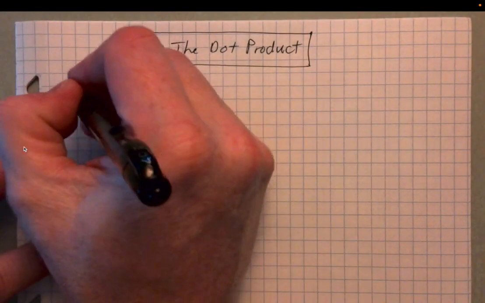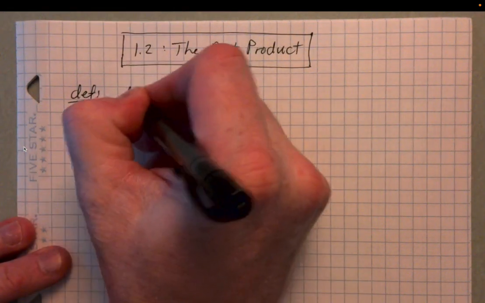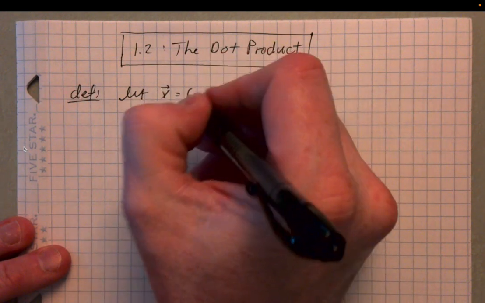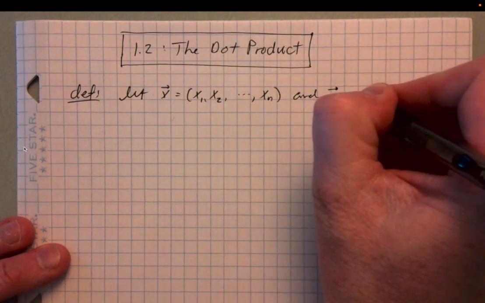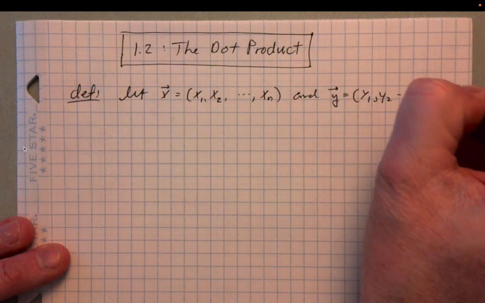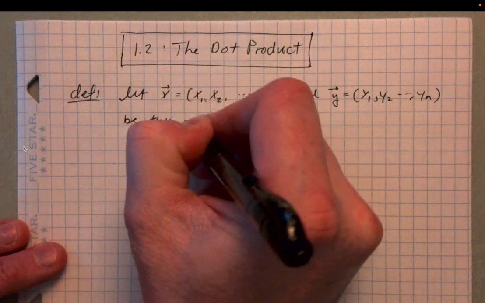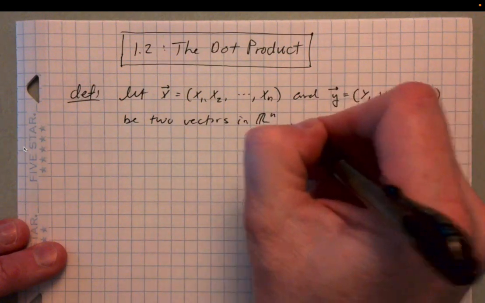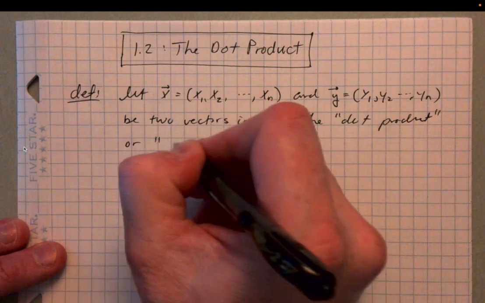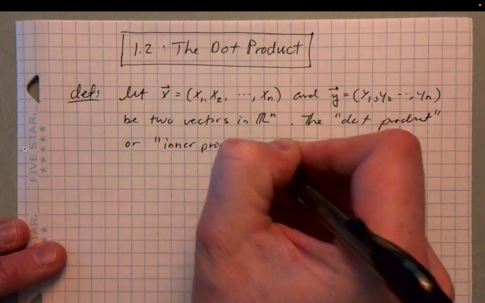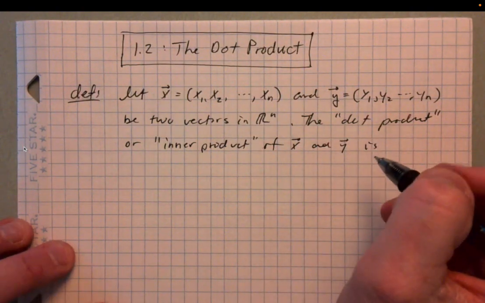Okay. Let's go ahead and define the dot product. We'll start with the definition and then we'll build up some properties, do some examples, etc. So let x be a vector, and we'll write out some of the components, x1, x2, up to xn. And we'll let y be another vector, y1, y2, yn. So x and y are two vectors in Rn. The dot product, or sometimes called the inner product, of x and y is given by the following.